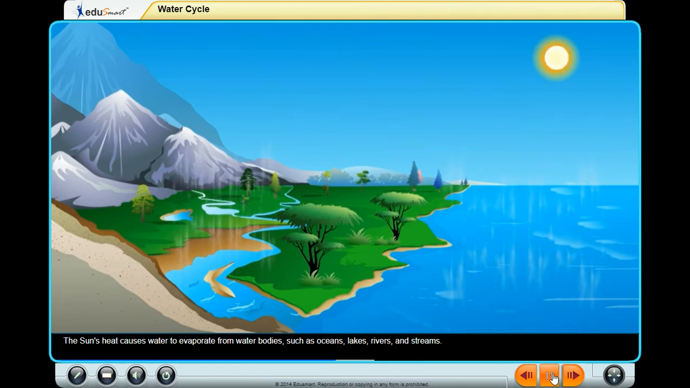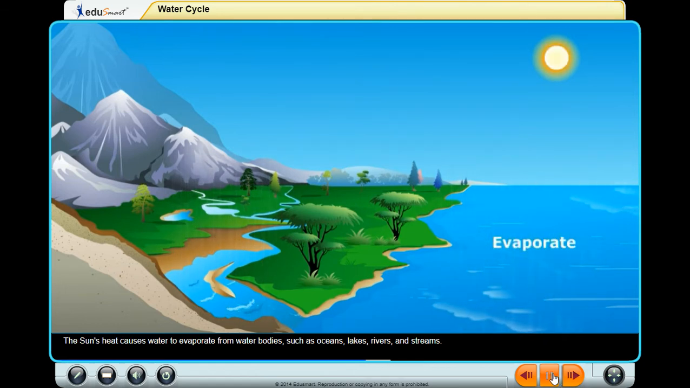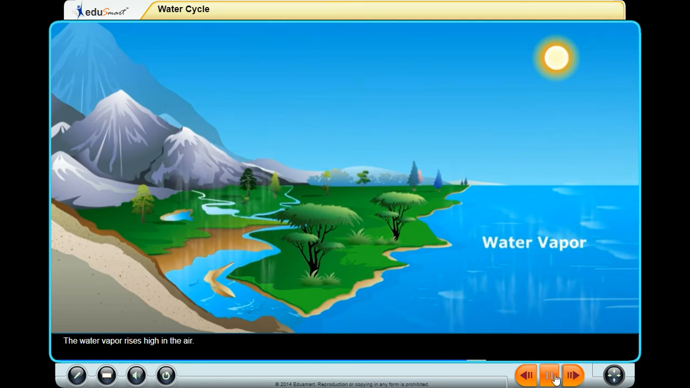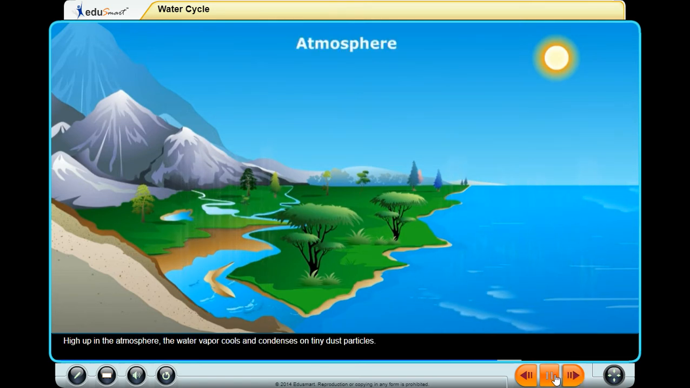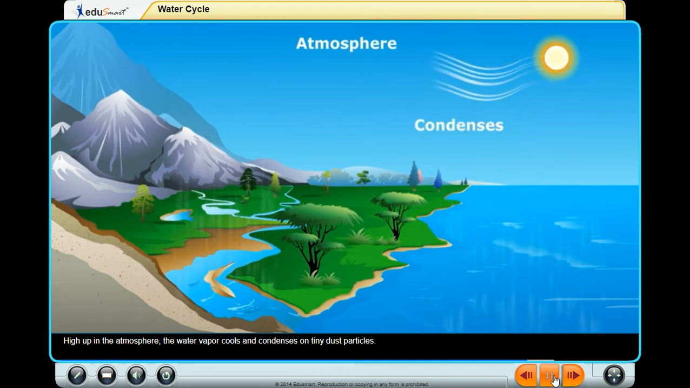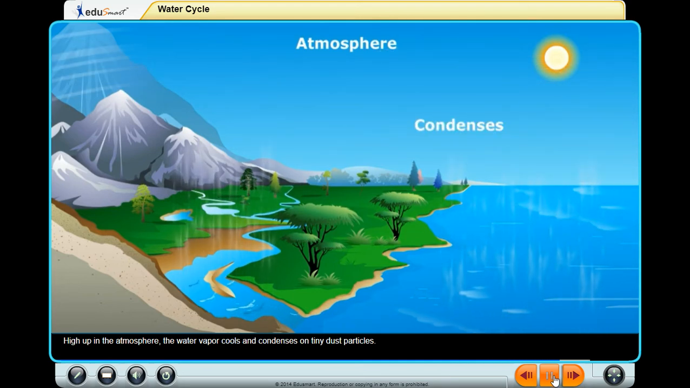The sun's heat causes water to evaporate from water bodies, such as oceans, lakes, rivers, and streams. Make sure you get that part. The water vapor rises high in the air. High up in the atmosphere, the water vapor cools and condenses on tiny dust particles.